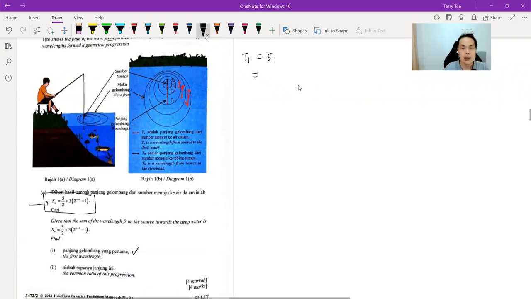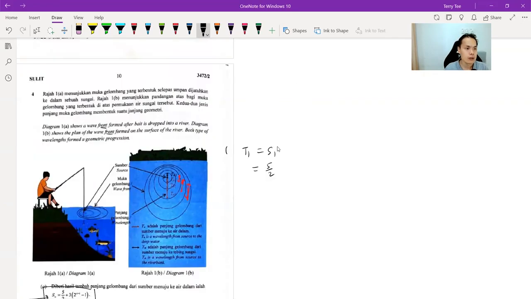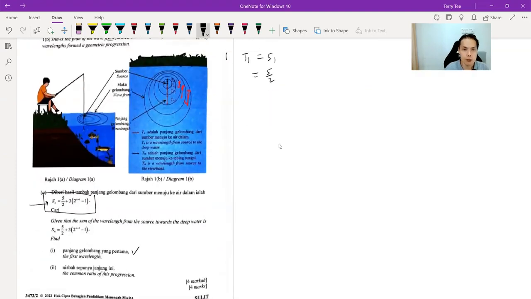Let's put it inside this formula here. Put n equals 1 here: 5 over 2 plus 3 bracket 2 power 1 minus 1 minus 1. So this will give us 5 over 2. Now we know 2 power 0 is 1, so I can write 1 straight away, and that gives us 1 minus 1, which is 0. Your answer is just 5 over 2. So the first wavelength has the length of 5 over 2.